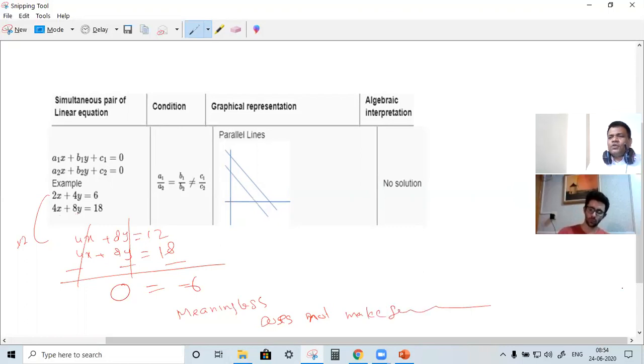It means you are not going to get any values for x which satisfy both equations. I repeat, you are not going to get any value for x and y which satisfy both equations. Individually, they might satisfy, but as a whole, together, you will not get any value which satisfies both equations. Is that clear? Yes.